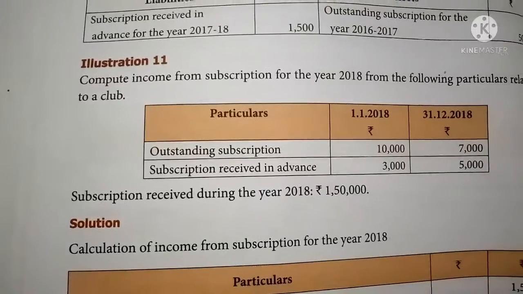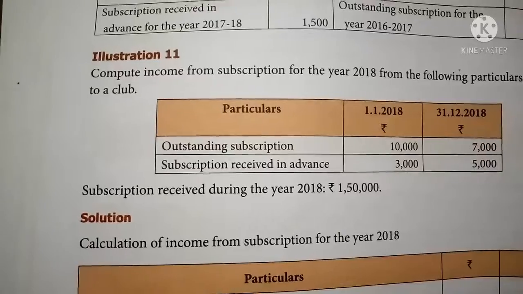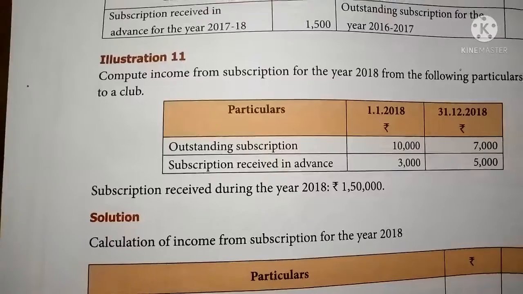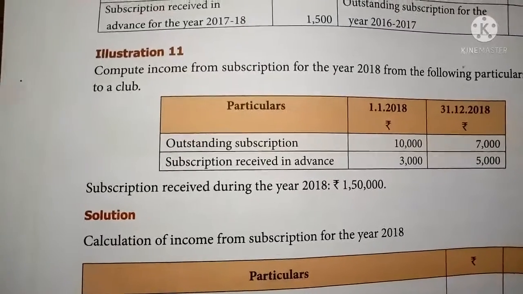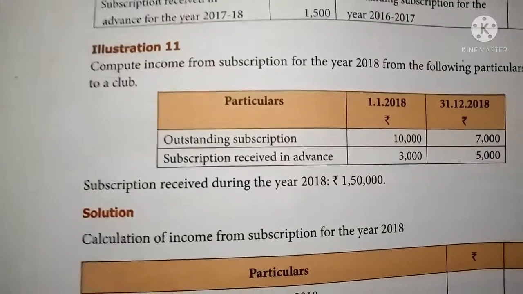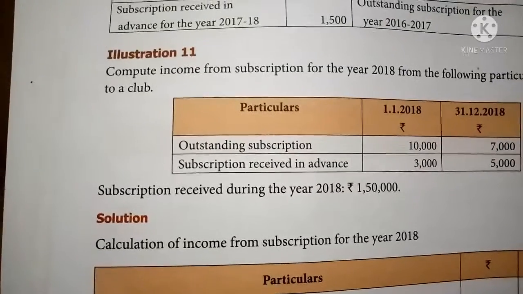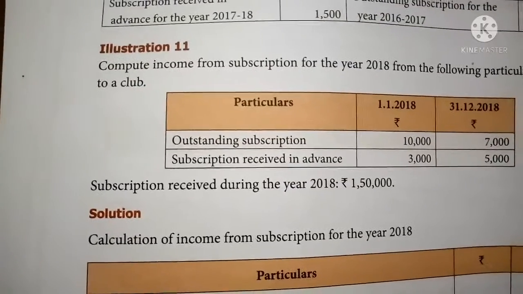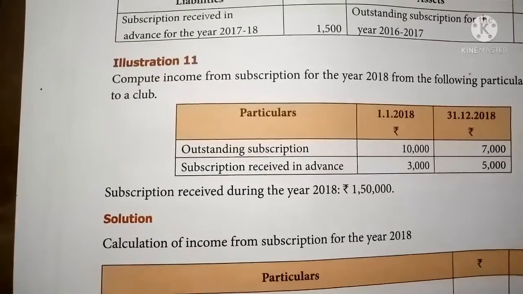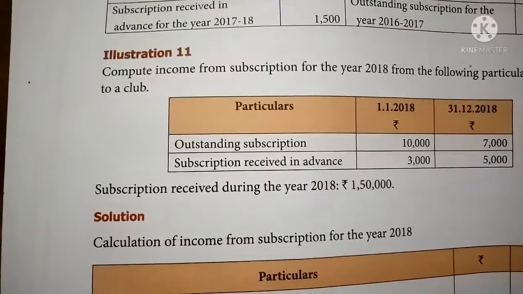So in this afternoon video, we continue the same chapter, that is accounts of not-for-profit organization, and the topic is subscription. How to adjust subscription in the final account of not-for-profit organization. In the previous classes, we discussed the various topics in this chapter and also some example sums, receipt and payment account, income and expense account, and also the subscription topic. In order to understand the topic better, we discussed two more example sums in the topic of subscription.